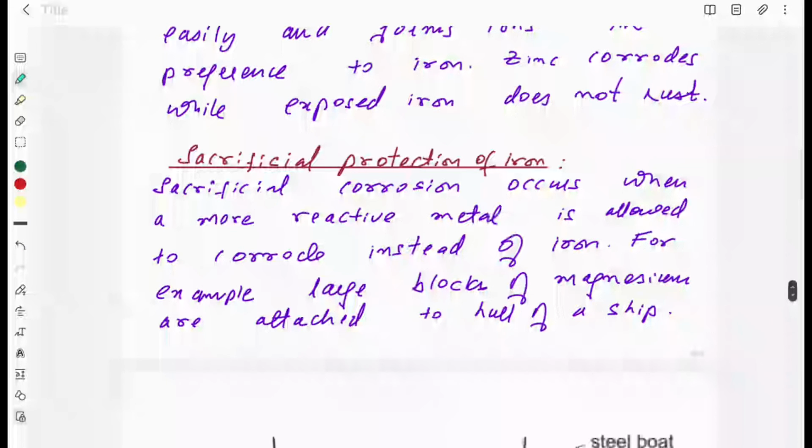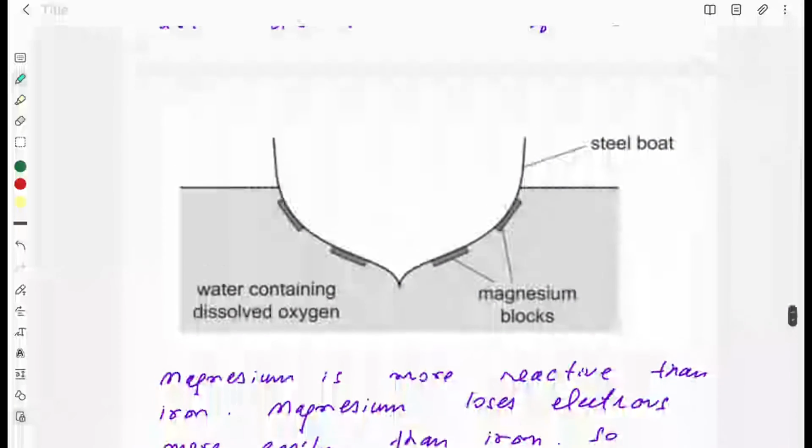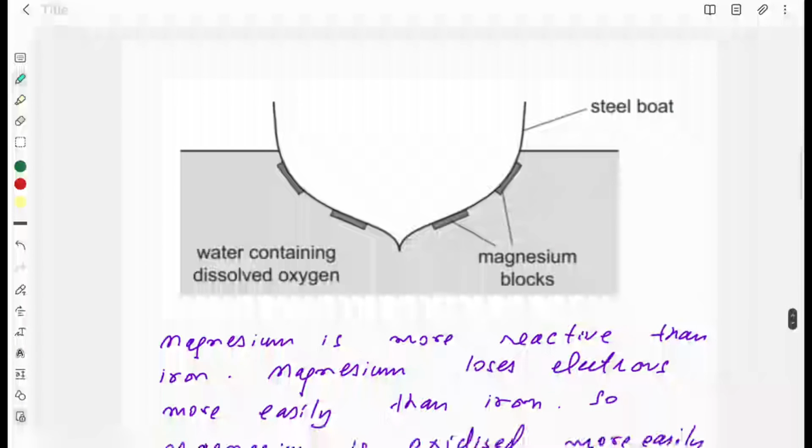Sacrificial protection of iron is another method to overcome rusting. Sacrificial corrosion occurs when a more reactive metal is allowed to corrode instead of iron. For example, large blocks of magnesium are attached to the hull of a ship. You can see a boat over here, and this is the hull where magnesium blocks are attached.